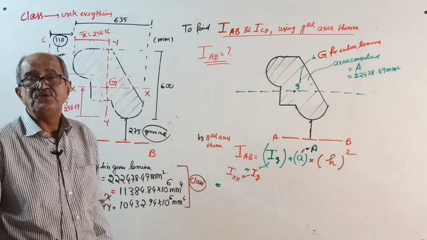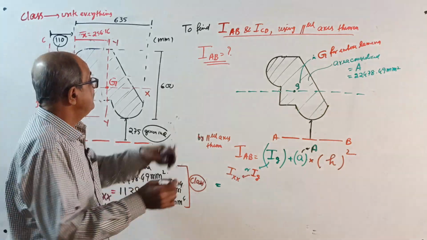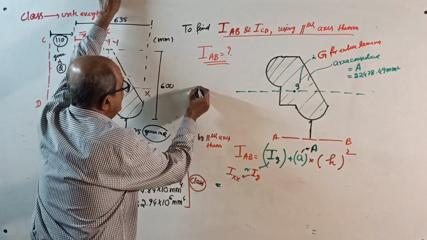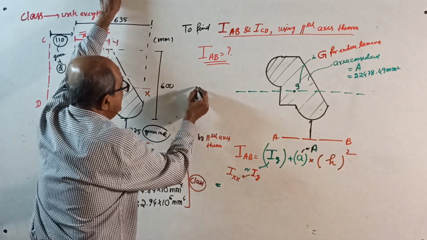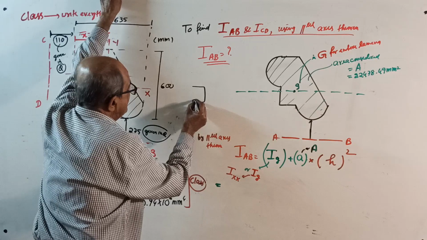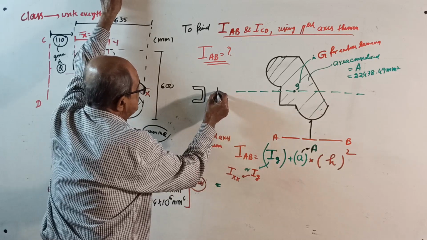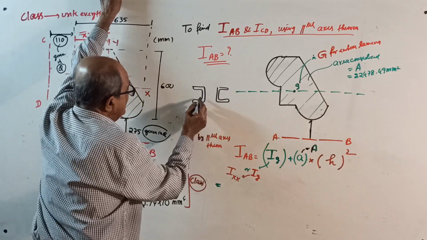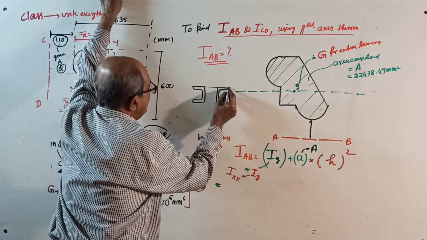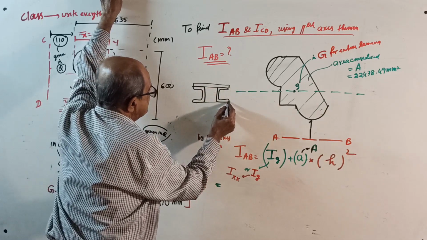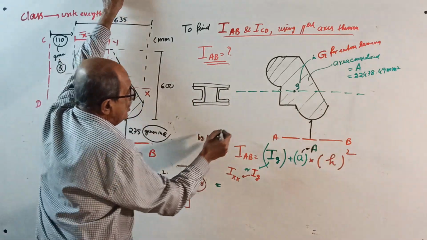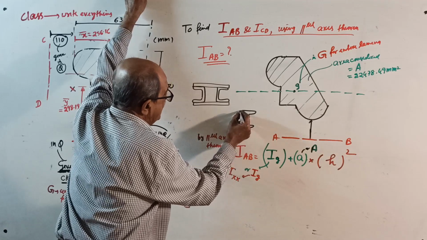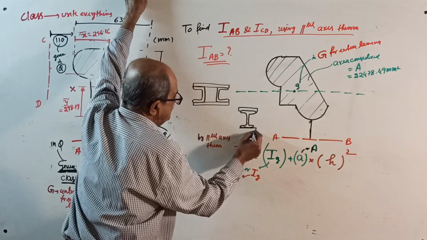When will this come, I will tell you. In steel structure, sometimes you may get a section. Sometimes you get some sections here. One channel section here, one more channel here, and who knows, some plates may be there. This is a cross section of the column, etc. You may get in steel structures, or you may get some I section with the plates, etc.